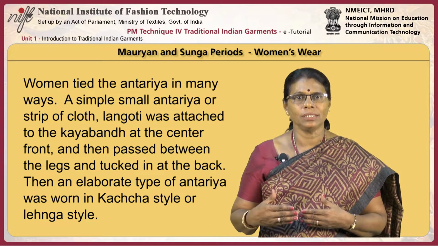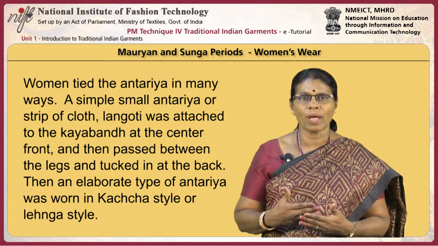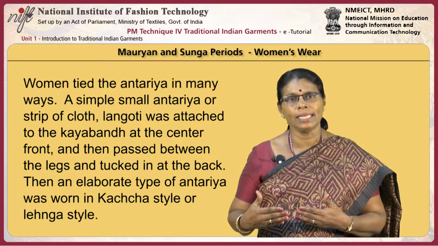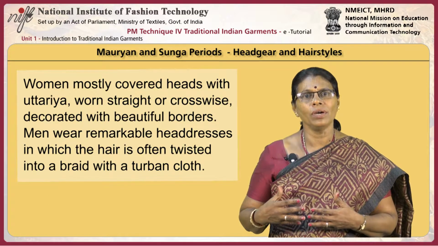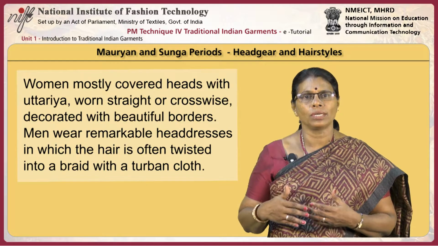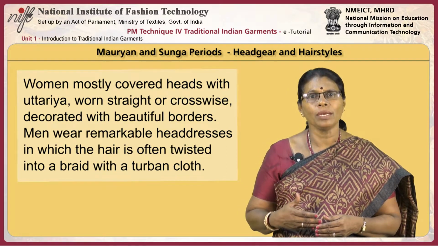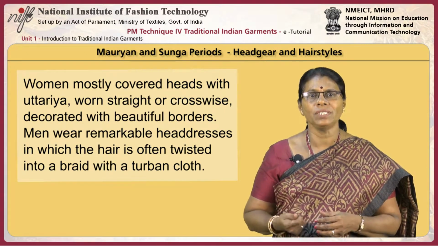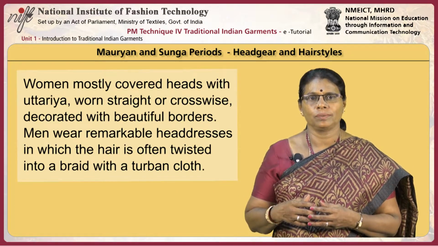The patka was made from plaited wool or cotton twisted yarn or leather, and at the time was woven. In remote villages, the people wore unbleached cotton clothes, and in the most backward areas, the clothes were made of grass, skin, and fur. Women mostly covered their heads with the uttariya, worn straight or crossed or decorated with beautiful borders. Men wore remarkable headdresses in which the hair is often twisted into a braid with a turban cloth.